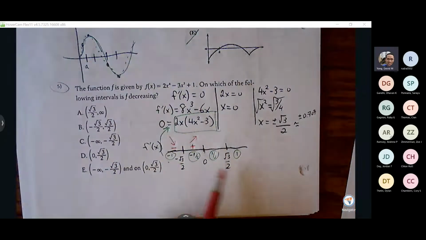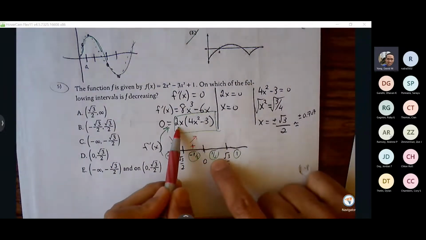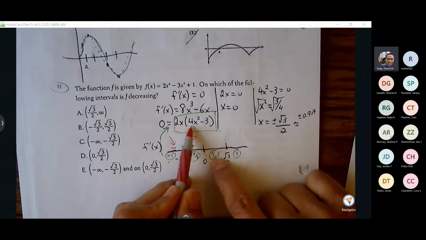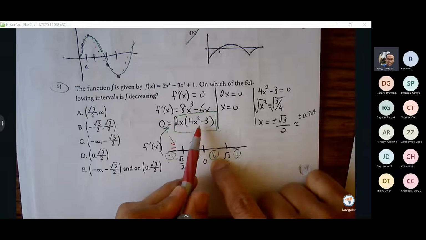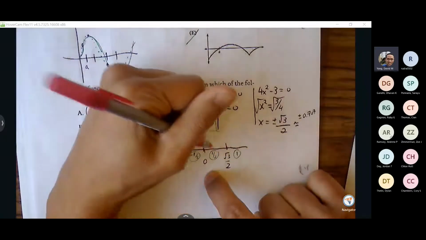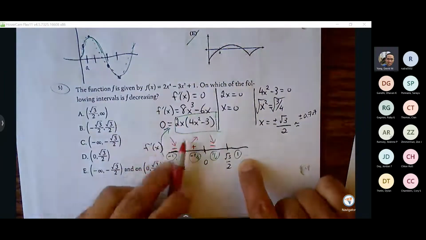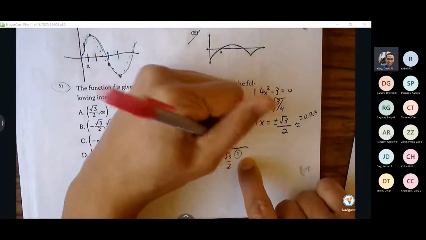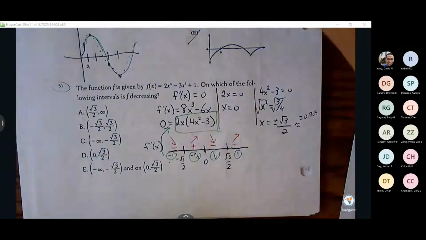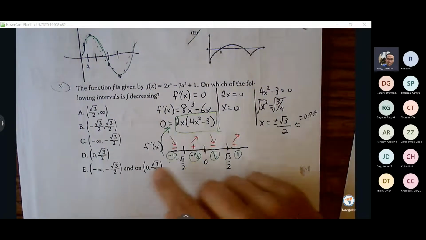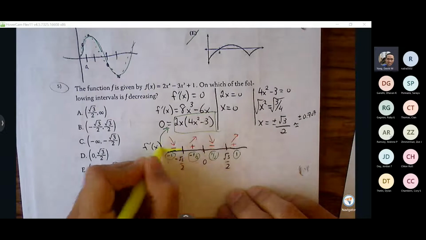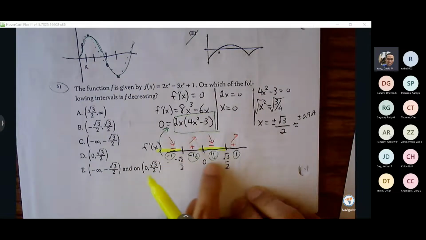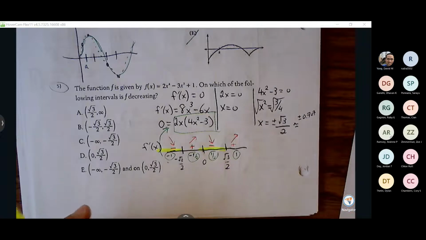Next up, 1/2. 1/2 in for x. 2 times 1/2 is 1. 4 times 1/2 squared, that's 4 times 1/4. 1 minus 3 is negative. Negative times positive is negative. And finally, 1 here, 2 times 1, positive. 4 minus 3 is positive. Positive times positive makes positive. Okay, so decreasing will be in these two intervals: from negative infinity to negative √2/2, and then from 0 to √2/2.